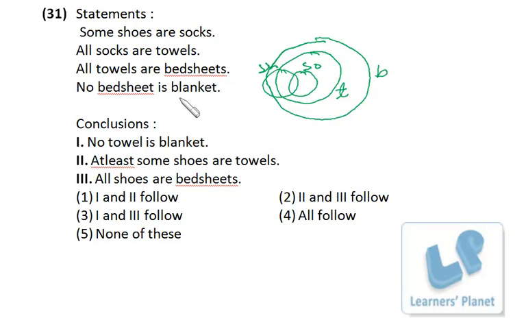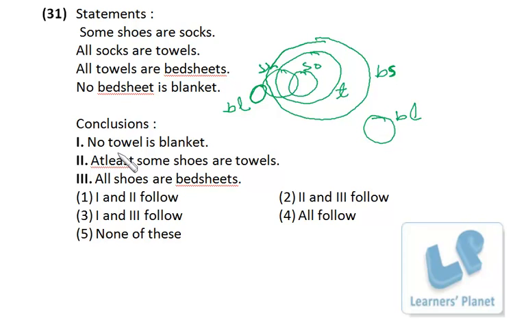Then no bed sheet is blanket. So blanket, I just write bed sheet over here, BS, and blanket is altogether a different circle. But again there is a possibility that there is some intersection between blanket and shoes, right? Because we can see the bedsheet circle is covering the circle of shoes, but it is not necessary that it is entirely covering this circle, right? So maybe there is an intersection between blanket and shoes.